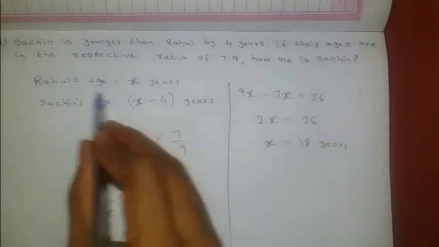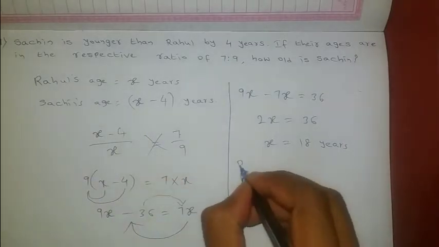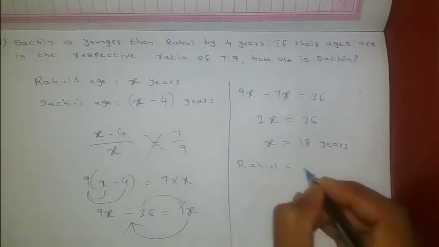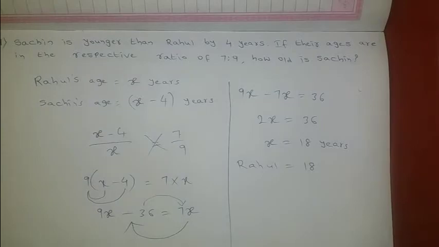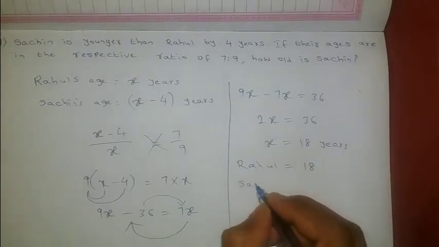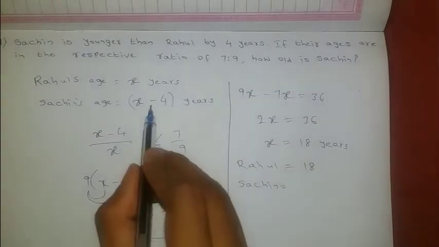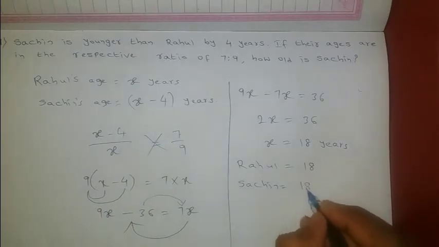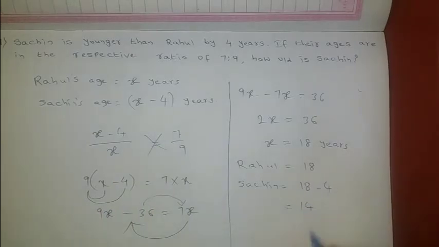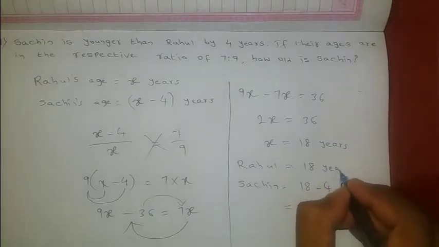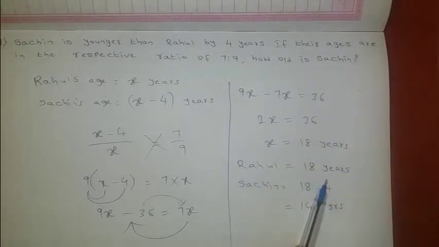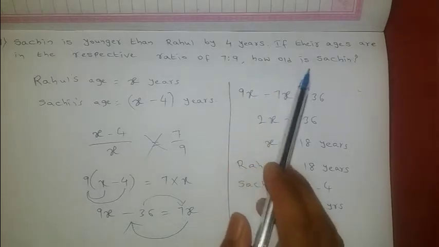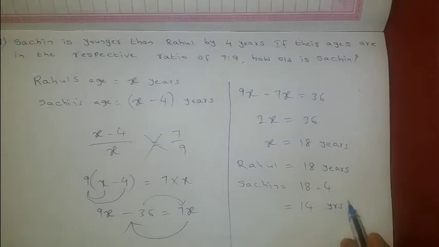x is nothing but Rahul's age. So Rahul's present age is 18 years. And then what about Sachin's age? x minus 4, that is 18 minus 4, nothing but 14 years. Rahul is 18 years old and Sachin is 14 years old. So what is asked in the question? How old is Sachin? Sachin is 14 years old.